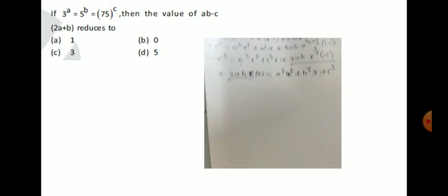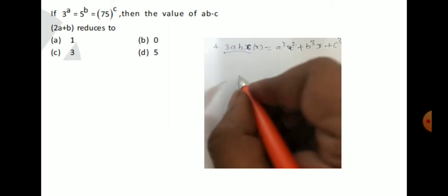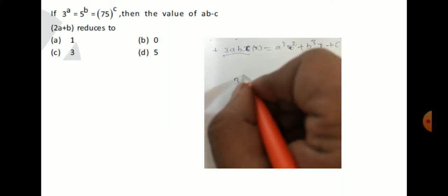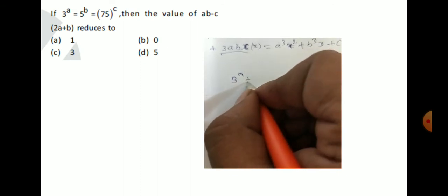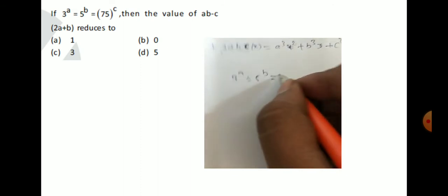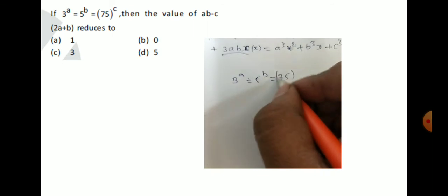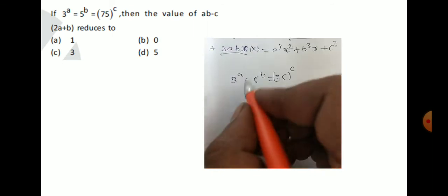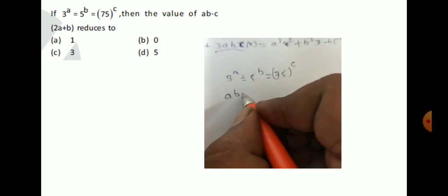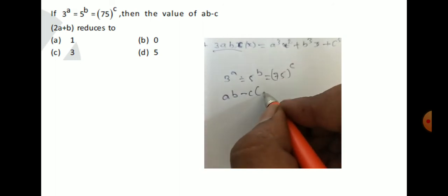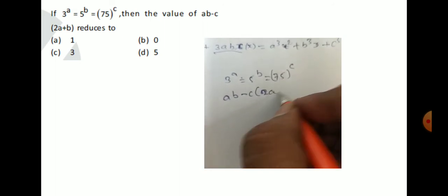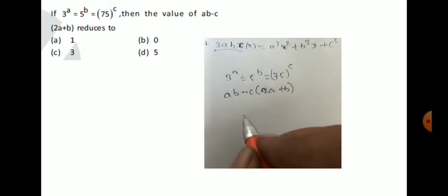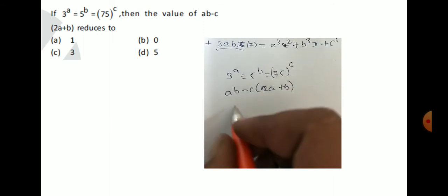Next question. If 3 power a is equal to 5 power b is equal to 75 whole power c, then they are asking us to find the value of ab minus c into (2a plus b). What do you mean by this?